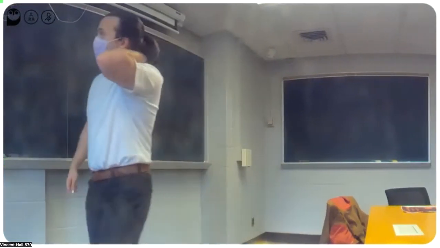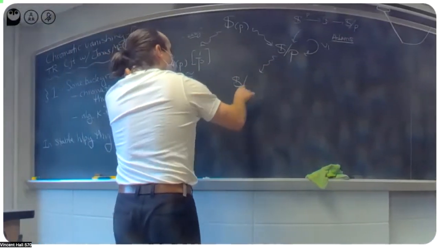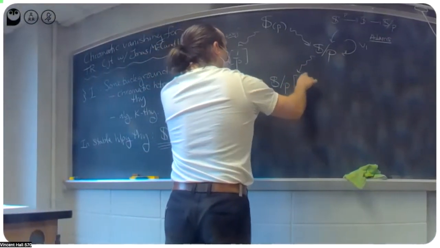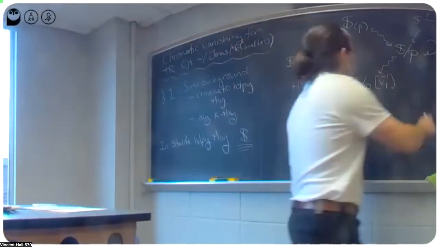Let's invert this thing. So we get S mod p with v1 inverted, and then we could mod out by this v1 self map.